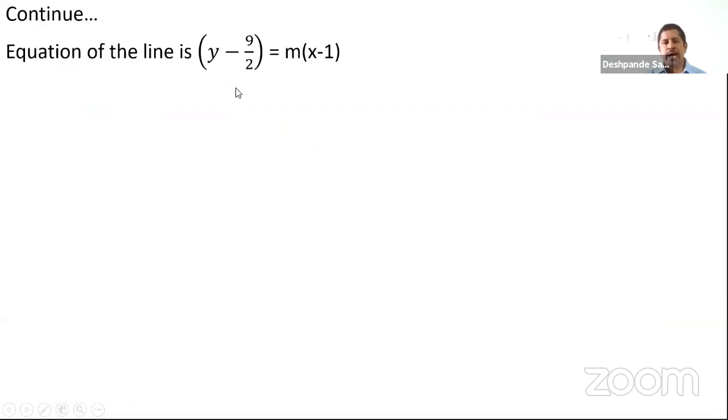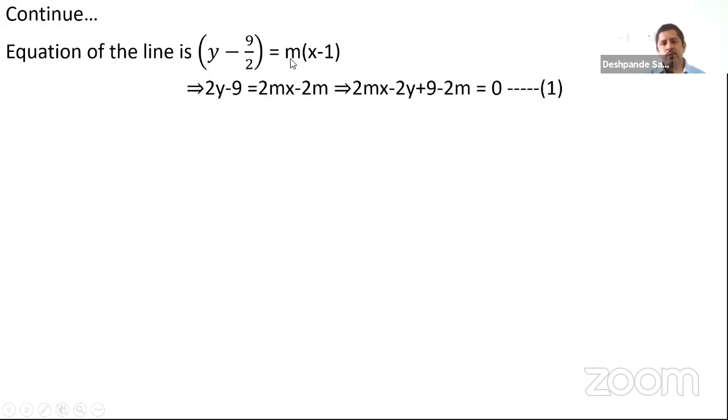So y minus y1 is 9 by 2. x1 is 1. So m into x minus 1. Simplify this. So you can write 2y minus 9 is equal to, because the LCM is 2 here, 2y minus 9 is equal to 2 is coming to the other side. So 2mx minus 2m. So rearrange this: 2mx minus 2y plus 9 minus 2m is equal to 0.